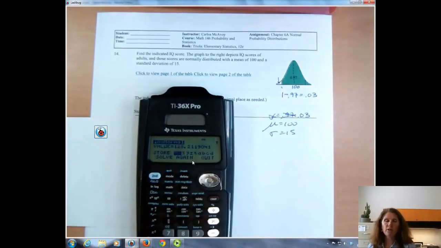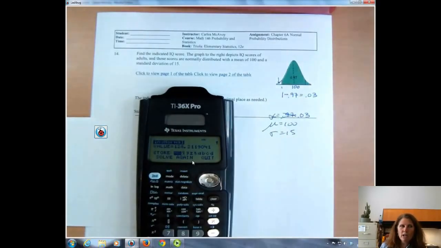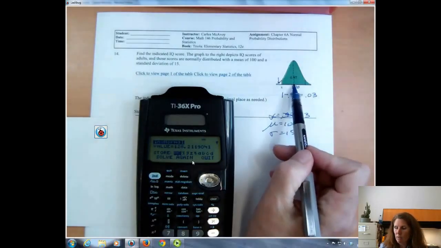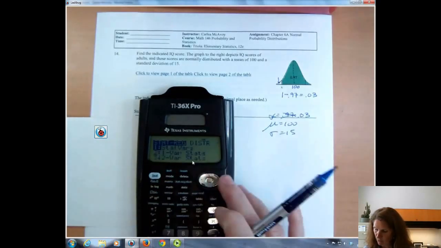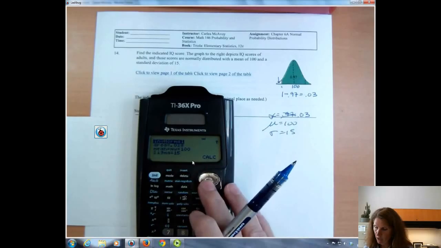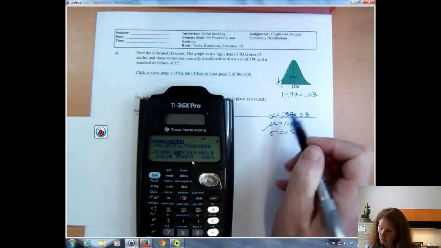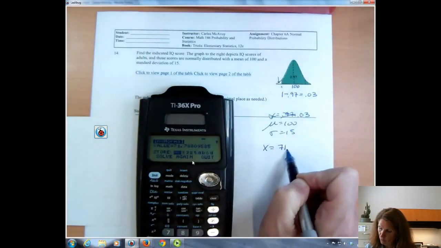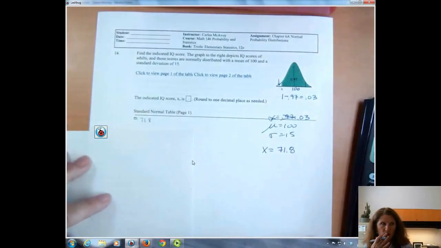Remember, the calculator always thinks you're going to the left. And if you forget that, but you understand what's happening here, you're going to see a red flag like, whoa, how could I get 128 when the average in the center is 100 and I'm way to the left of that? Doesn't make any sense. It's good to have common sense. Even if you try to rush a little on your homework, your common sense should slow you down. Okay, 0.03 for the area. We got 100 and we got 15. And if I calculate that, I get x equals 71.8. That makes sense. 71 is less than 100. That starts to make sense, right?